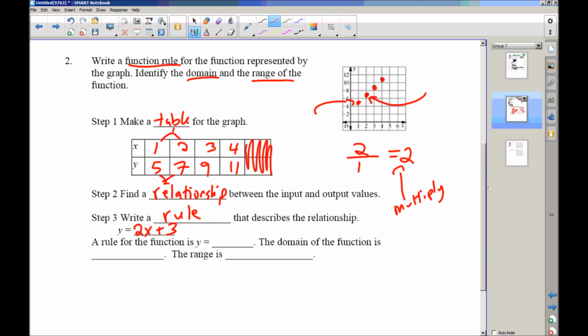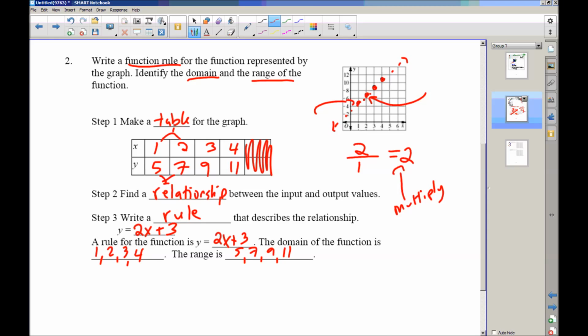This is a linear function, and you can tell because this graph, if I was to connect them all, would make a line. And if it does all make a line, then we know that we could use this rule of the changes between the outputs and the inputs, divide it, and we'll find out what it's multiplied by. Okay? All right, so the rule for our function here is 2x plus 3. And the domain of the function is 1, 2, 3, and 4. And the range is 5, 7, 9, and 11.